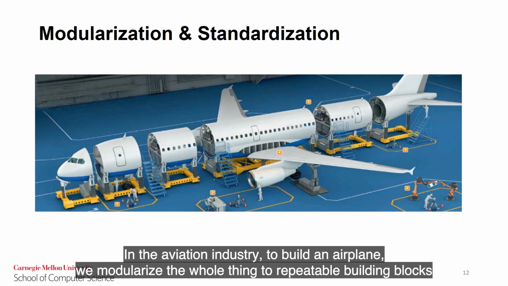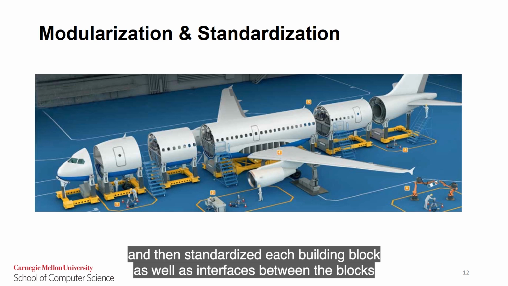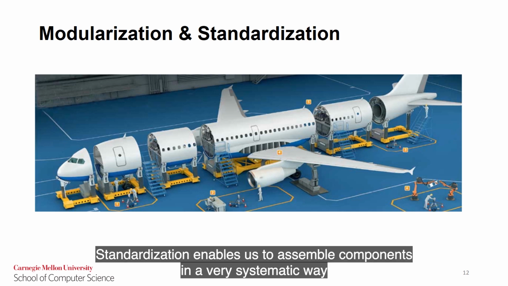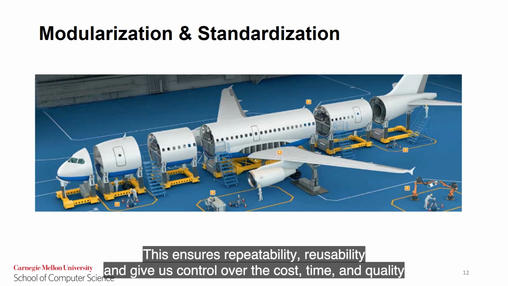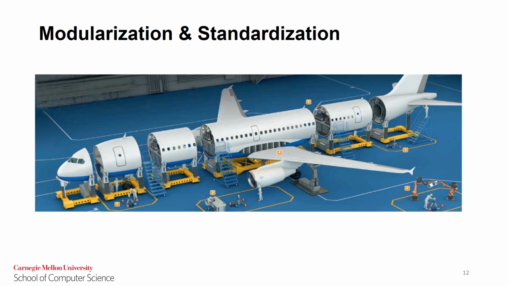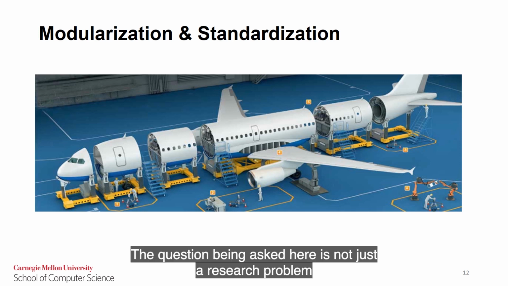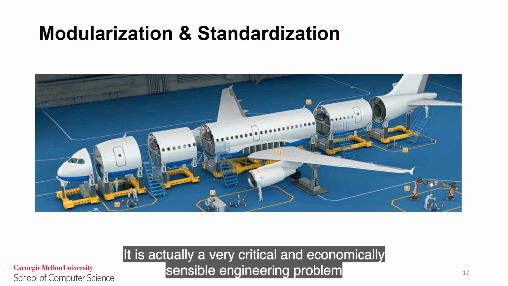As in the aviation industry, we build an airplane by modularizing the whole thing into repeatable building blocks, and then standardize each building block as well as the interfaces between the blocks. The standardization enables us to assemble components in a very systematic way. This ensures repeatability, reusability, and gives us control over the cost, time, and quality. The question being asked here is not just a research problem, it is actually a very critical and economically sensible engineering problem.